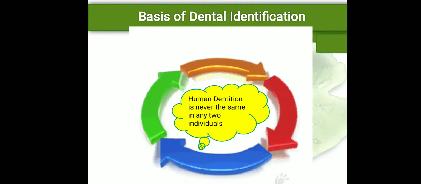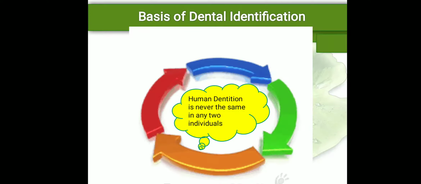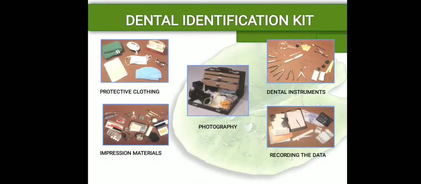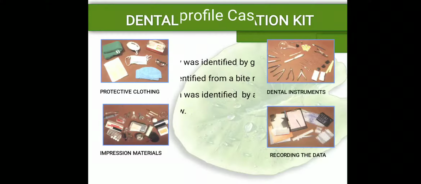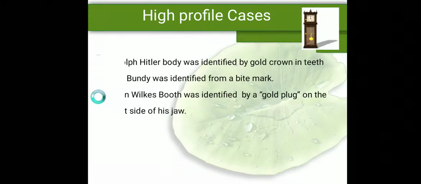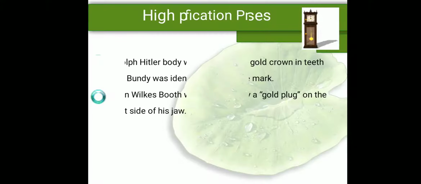Human dentition is never the same in any two individuals. So our dental identification kit includes protective clothing, impression materials, photography, dental instruments and recording the data. Many high profile cases were solved this way: Hitler's body was identified, Bundy was identified from the bite mark, and Vicky was identified by the gold plug on the teeth.